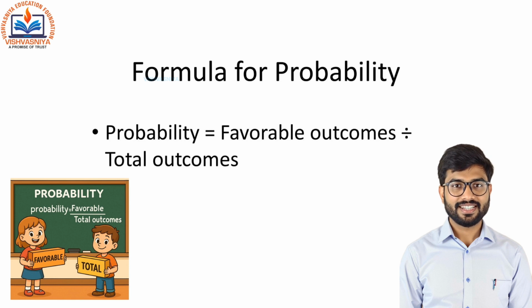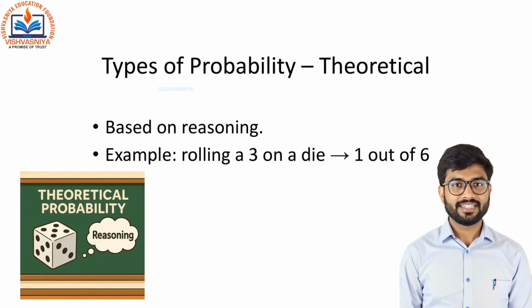Formula in words, probability of an event equals number of favorable outcomes divided by total number of outcomes. Probability is of three types: theoretical probability, based on reasoning. Example, rolling a 3 on a die, 1 out of 6.